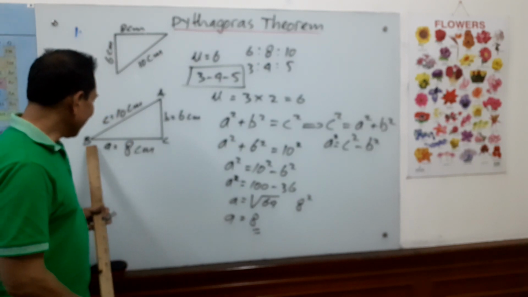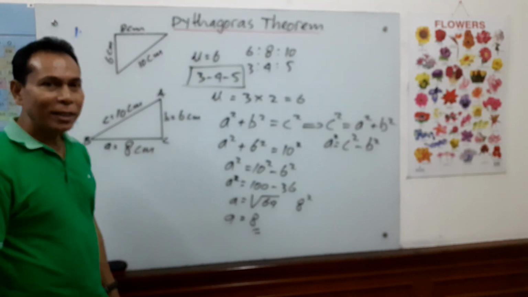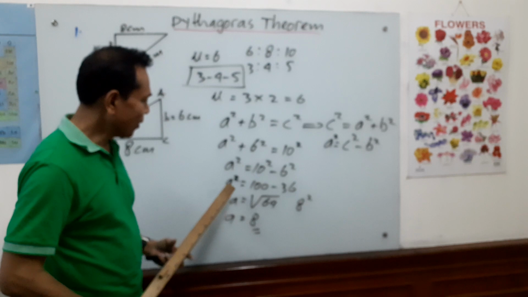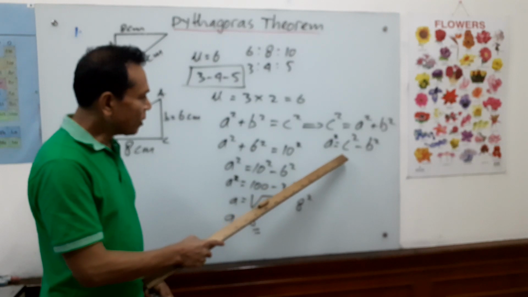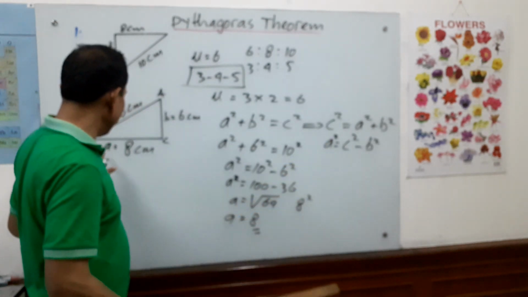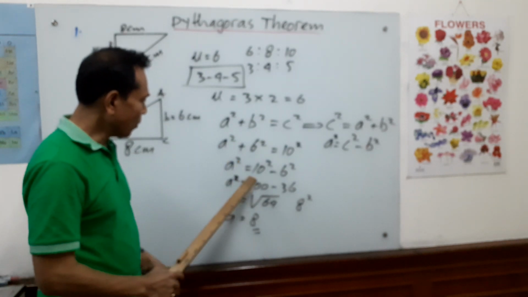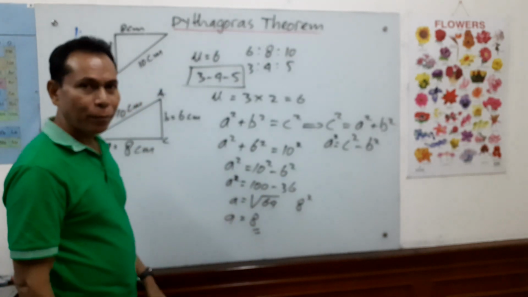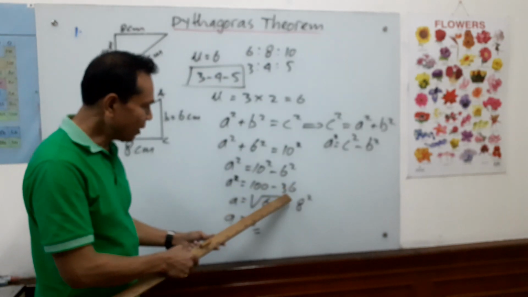Now, if the base side here is the unknown side, or a is unknown, then we need to convert the formula from the original one to this one here. So a square equals c square minus b square. a is the subject, a square equals c square minus b square. So we bring it here: a square equals 10 square minus 6 square. So 10 square is 100, and 6 square is 36.